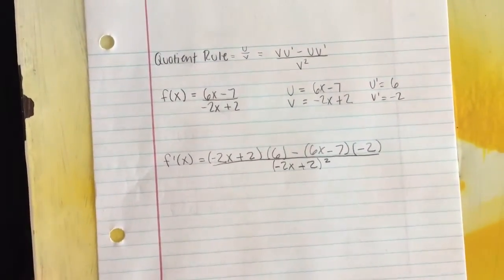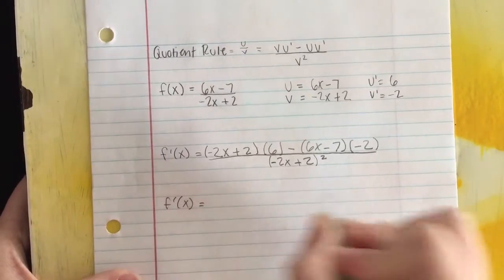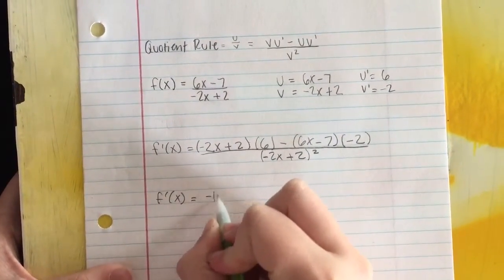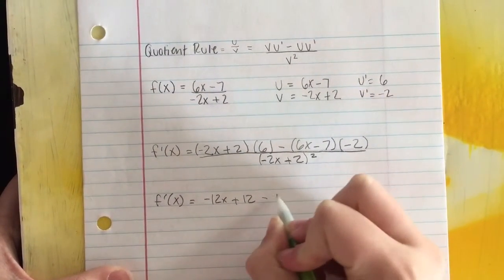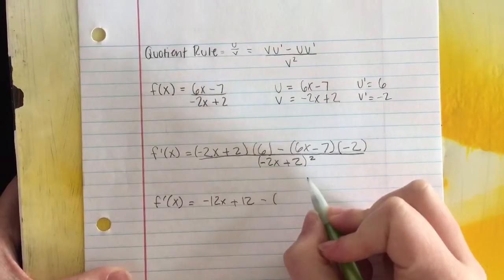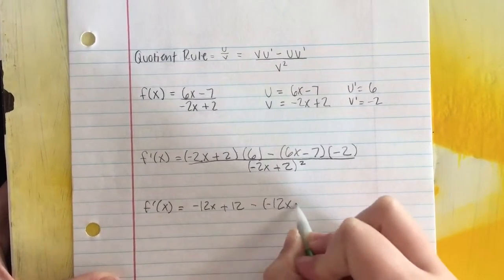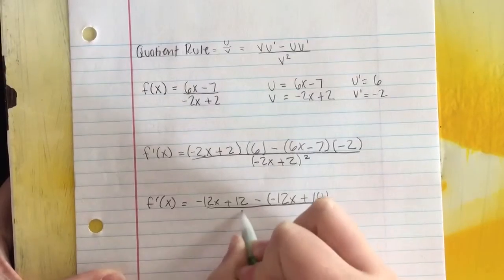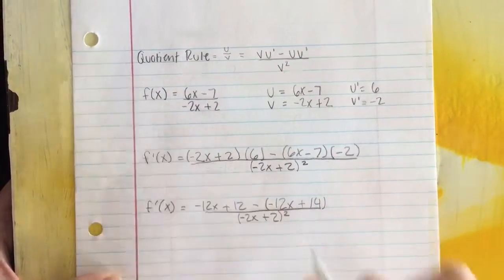Okay, so now we're going to work out the top part of the fraction. So you get f prime of x, and the first thing you're going to do is distribute this 6. So you're going to get negative 12x plus 12. And then you're going to do minus, and keep this part in parentheses. So you're going to distribute the negative 2, and do negative 12x plus 14. And this is all still going to be over the negative 2x plus 2 squared.